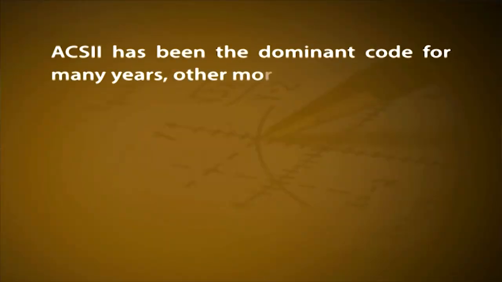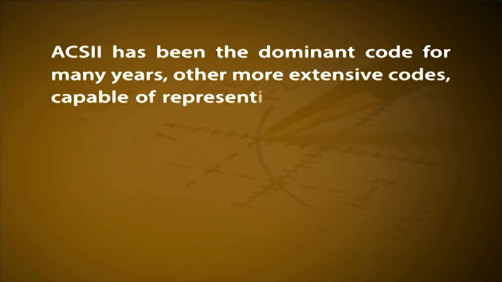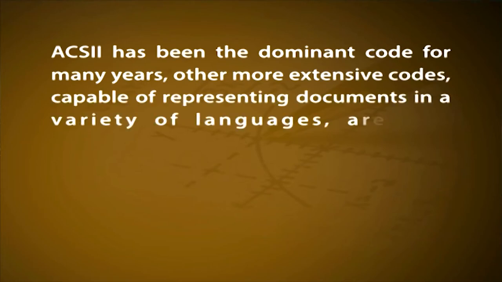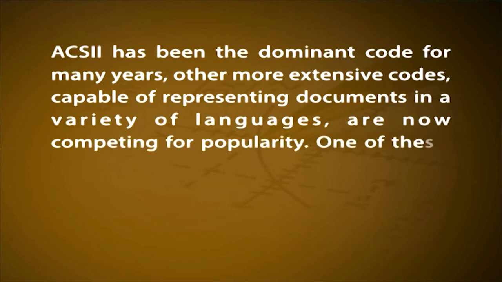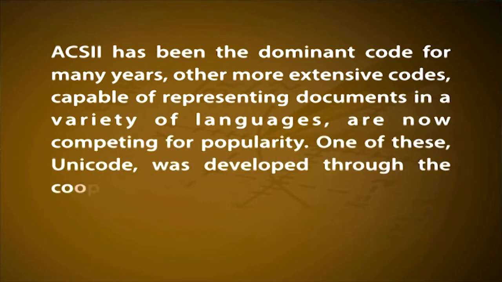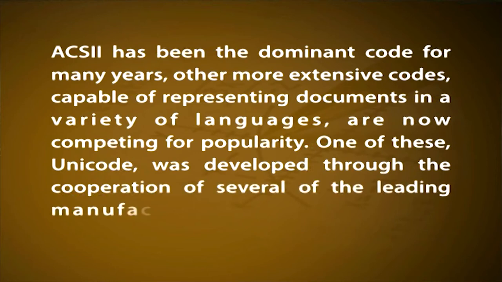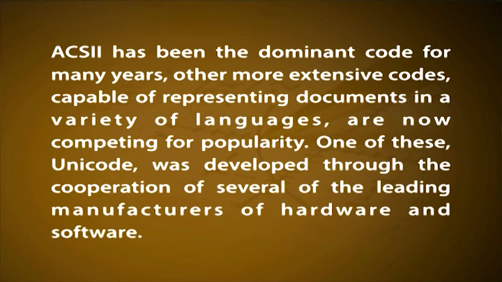Although ASCII has been the dominant code for many years, other more extensive codes capable of representing documents in a variety of languages are now competing for popularity. One of these, Unicode, was developed through the cooperation of several of the leading manufacturers of hardware and software. This code uses a unique pattern of 16 bits to represent each symbol. As a result, Unicode consists of 65,536 different bit patterns, which is enough to represent the text in Chinese, Japanese, Hebrew, etc.